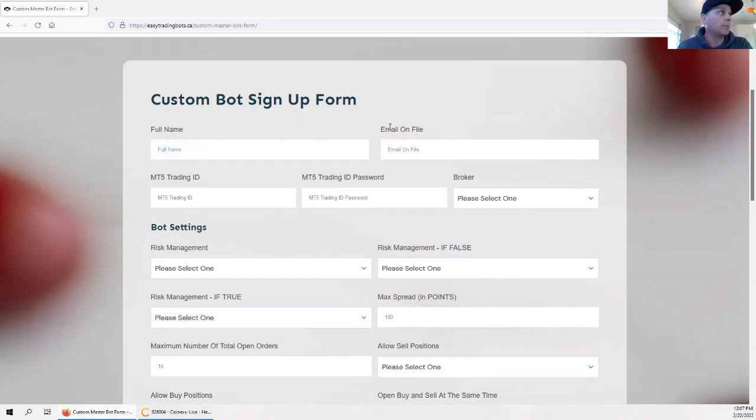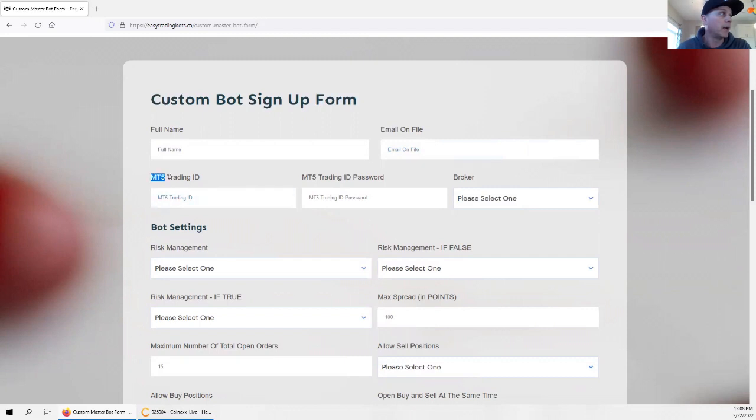So you put in your name, you put in your email that is going to be on file. Now, this is totally independent of signal following with the Easy Trading Bots dashboard. You are not going to be part of the Easy Trading Bots dashboard when you use a custom bot. It's completely different. You are your own master bot at this point.